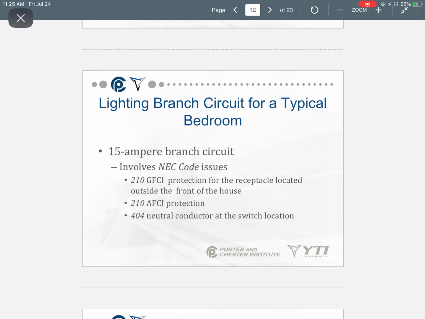15-amp branch circuits. So typically, guys, your general purpose receptacles in a dwelling unit are going to be 15 amp. So, there's other specific circuits in a house that are required to be 20 amp. But your general purpose receptacles are going to be 15.